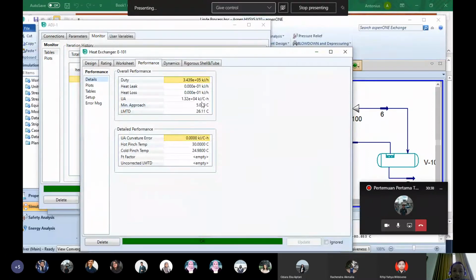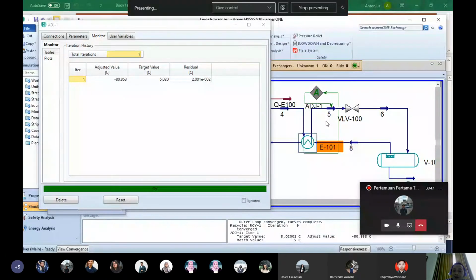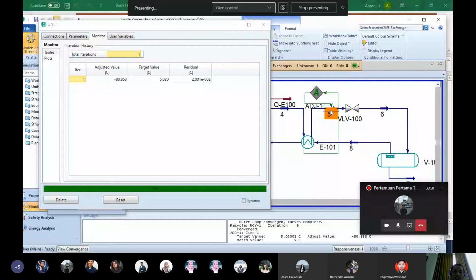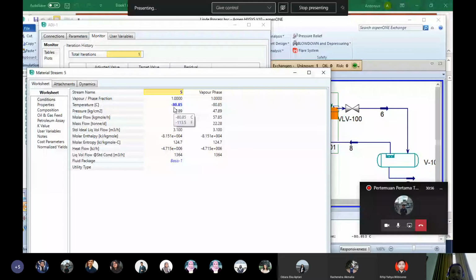You obtain the correct value of minimum approach following the problem definition. After that, you can check the current temperature of stream number 5. You can see that it was minus 80, and now the temperature has changed to minus 80.85, around minus 81.